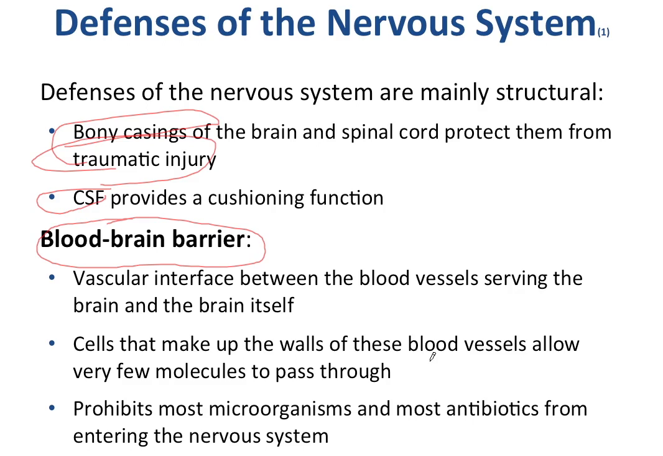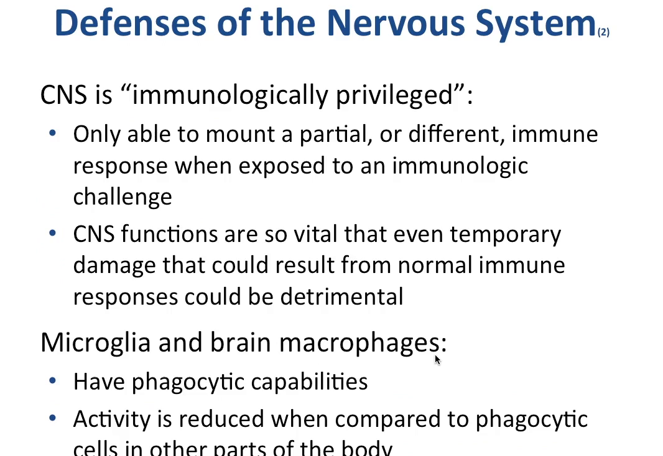So this barrier will prohibit most particles, microorganisms, and antibodies from getting into the nervous system. So only the small nutrient particles like glucose and water, oxygen can get in.